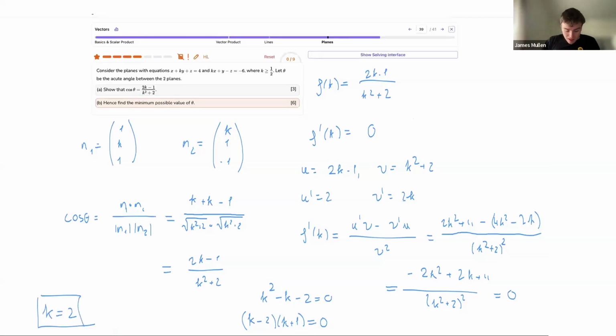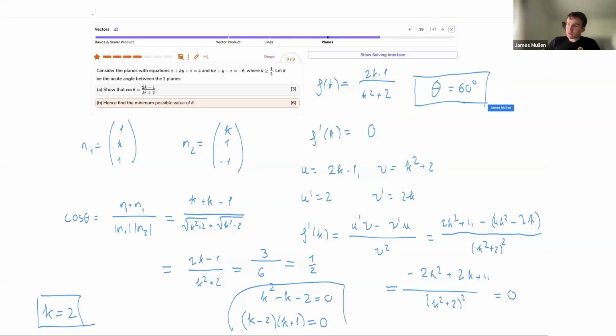All right. Now, that doesn't actually tell me what the angle is yet. It just tells me what the value of k is. That tells me if I plug that into here that I'm going to get 2 times 2 minus 1 is 3 over, and k squared is now going to be 4 plus 2 is 6. So cos theta is going to be 1 over 2. And cos theta is 1 over 2 when theta is equal to 60 degrees. So that is the minimum possible value of theta.